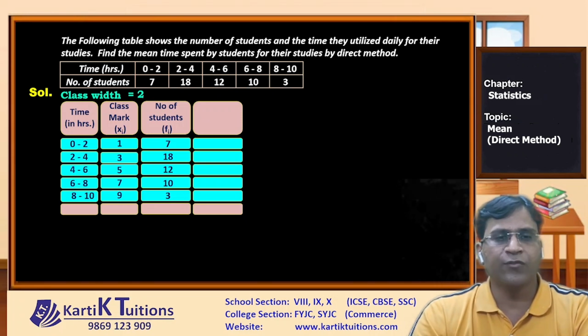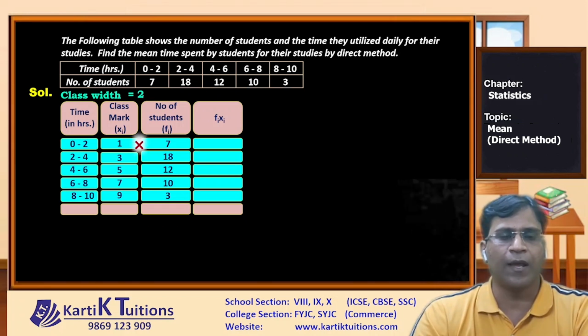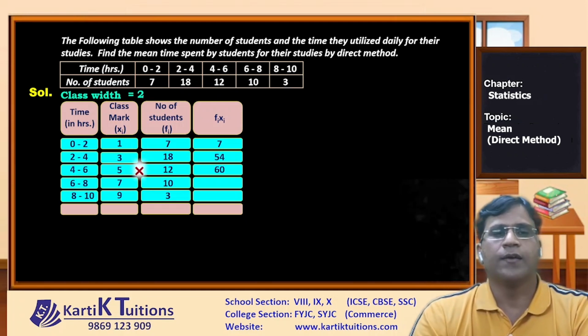Now the last column is fixi, that is frequency multiplied with its respective class mark. Now see, in the first row, the class mark is 1, frequency is 7. So when we multiply, it becomes 1 into 7, that is 7. 3 into 18 becomes 54. 5 into 12 becomes 60. 7 into 10 becomes 70. 9 into 3 becomes 27.